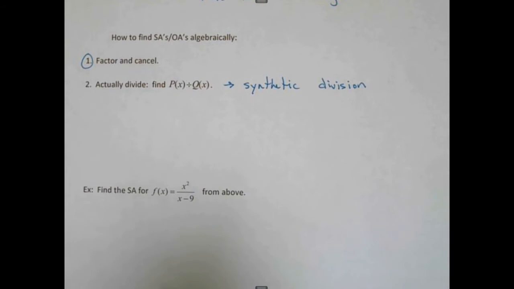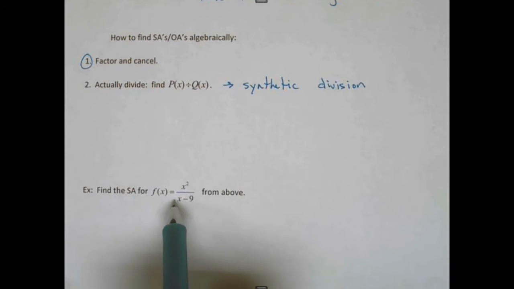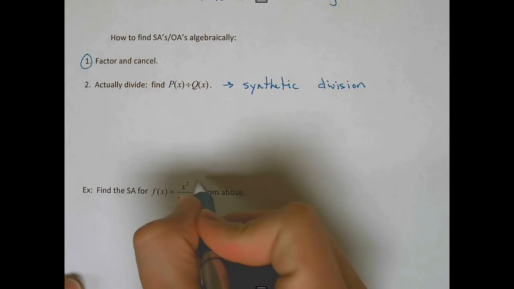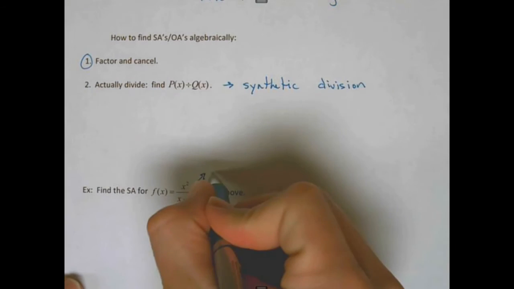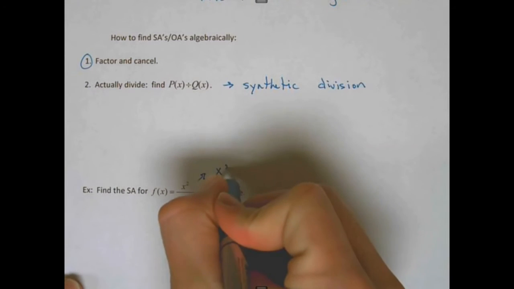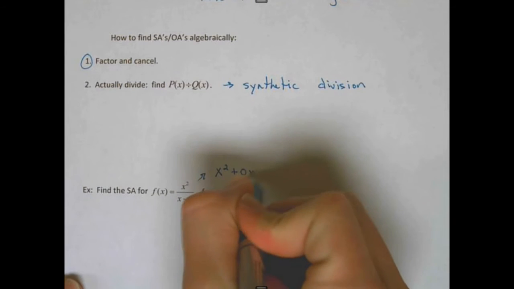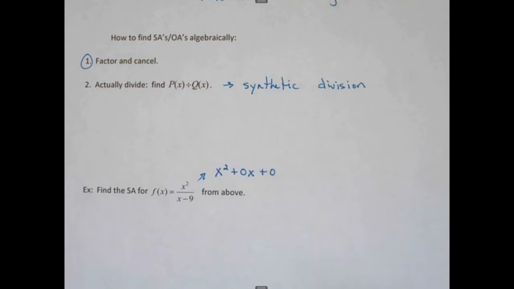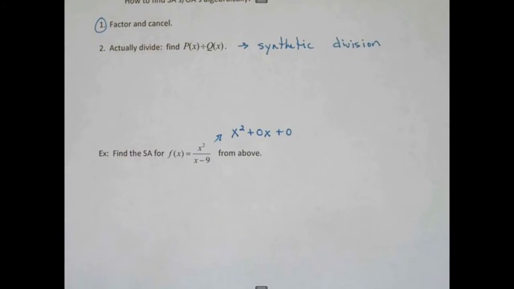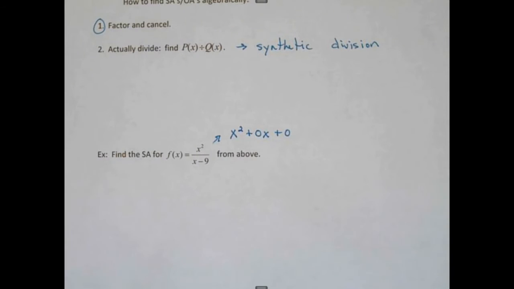So we're going to find the synthetic or slant asymptote for this function. Notice that nothing needs to be factored. And then remember, with synthetic division, placeholders are important. So this can be written as x squared plus 0x plus 0 to get all your placeholders. So go ahead and pause the video and try to divide that synthetically, and then we'll go through that together.